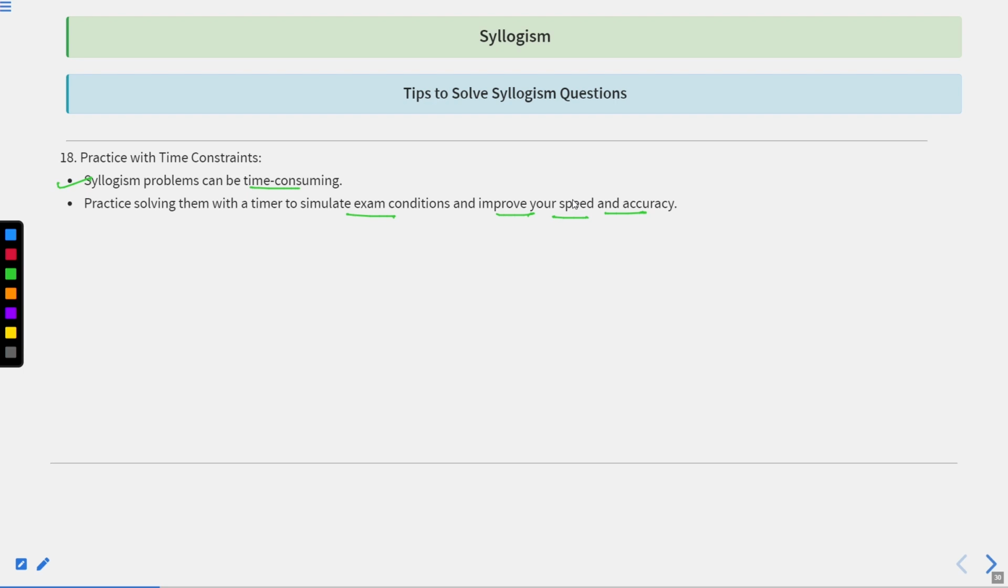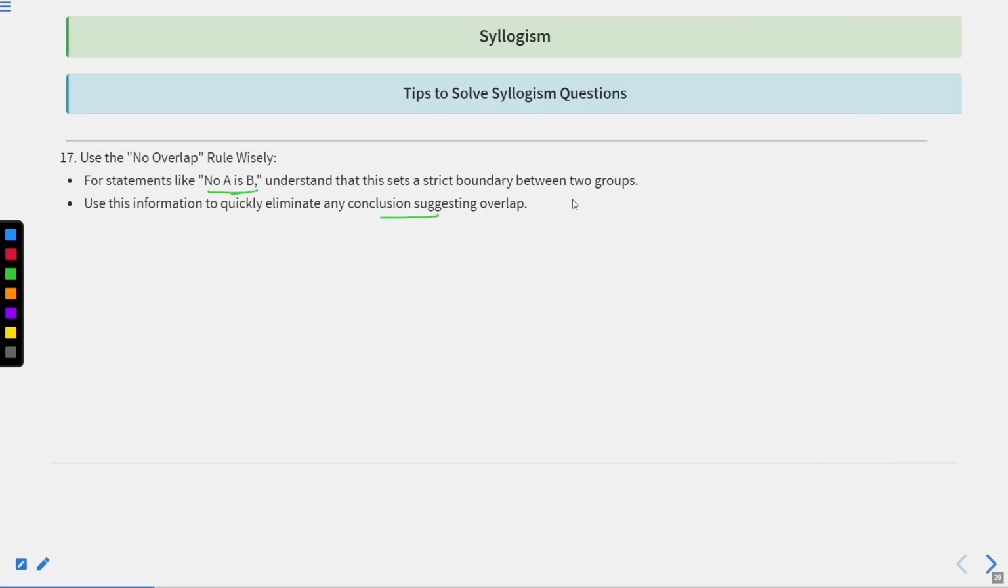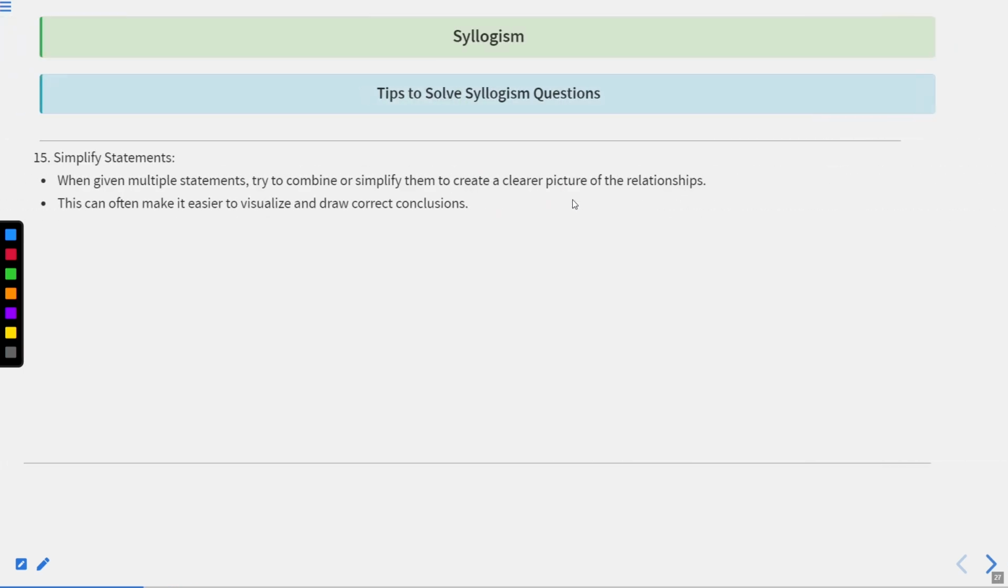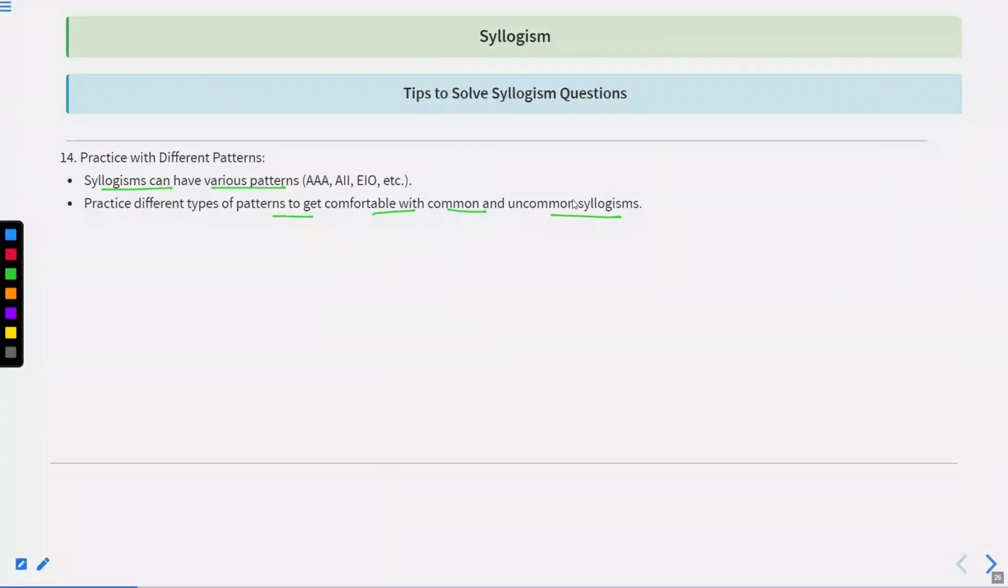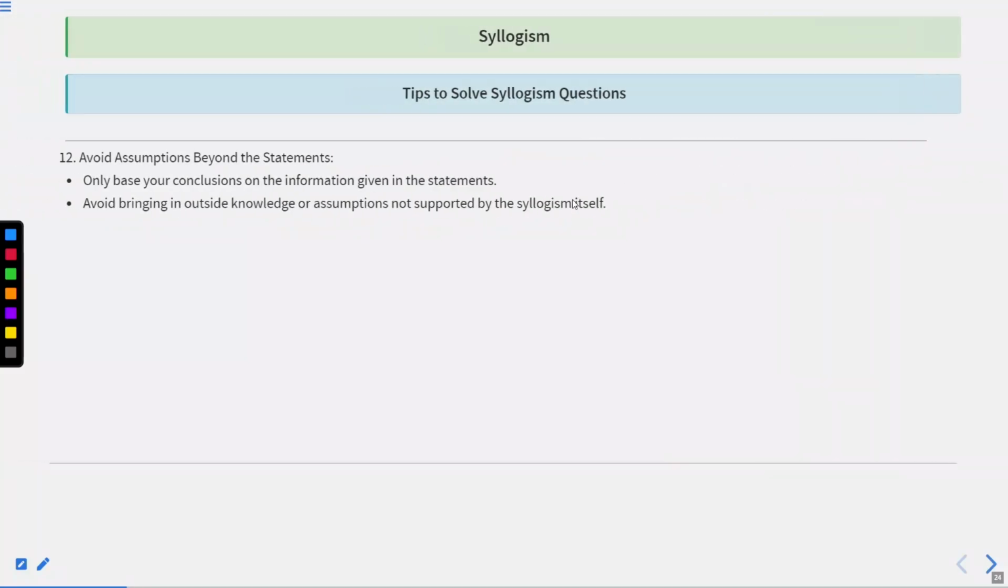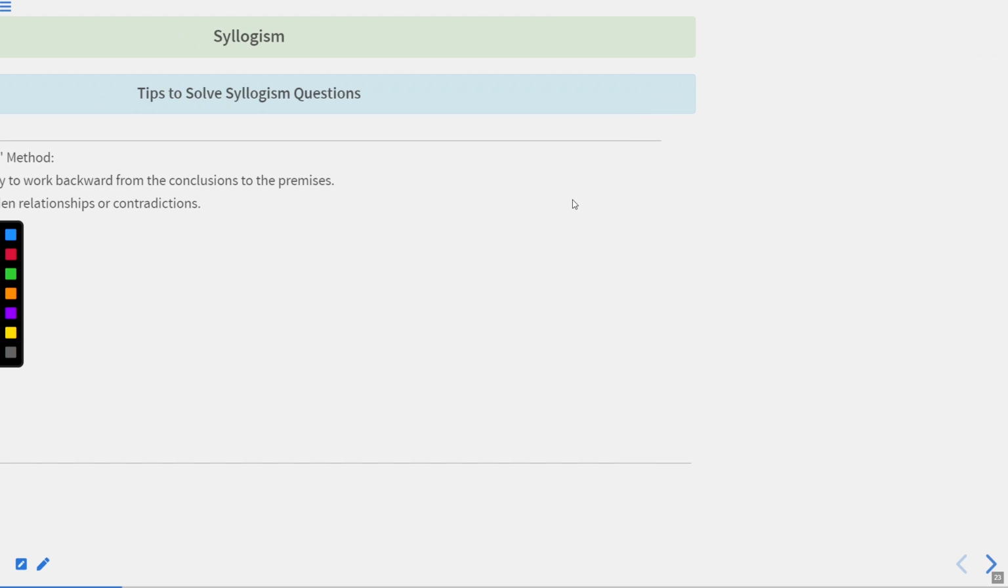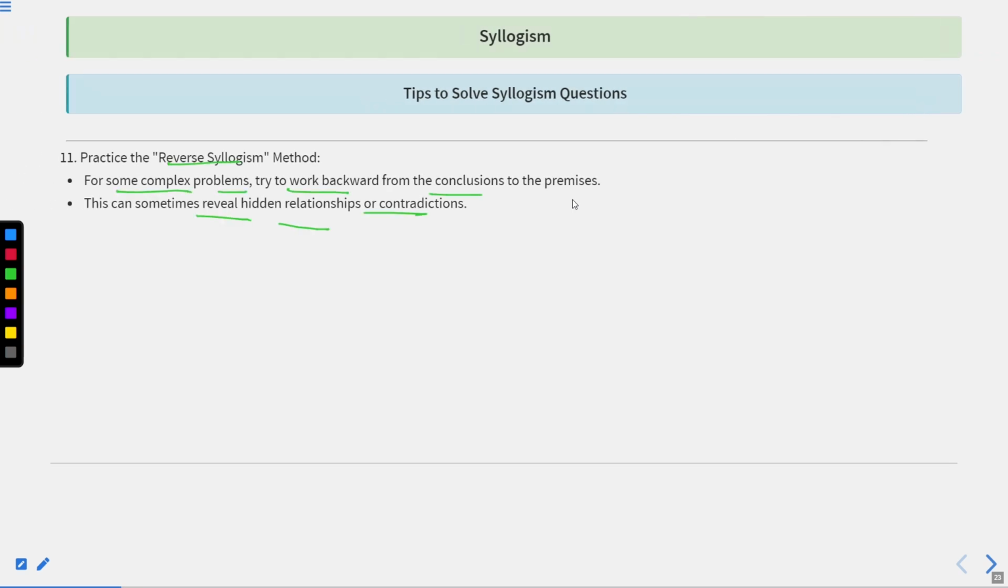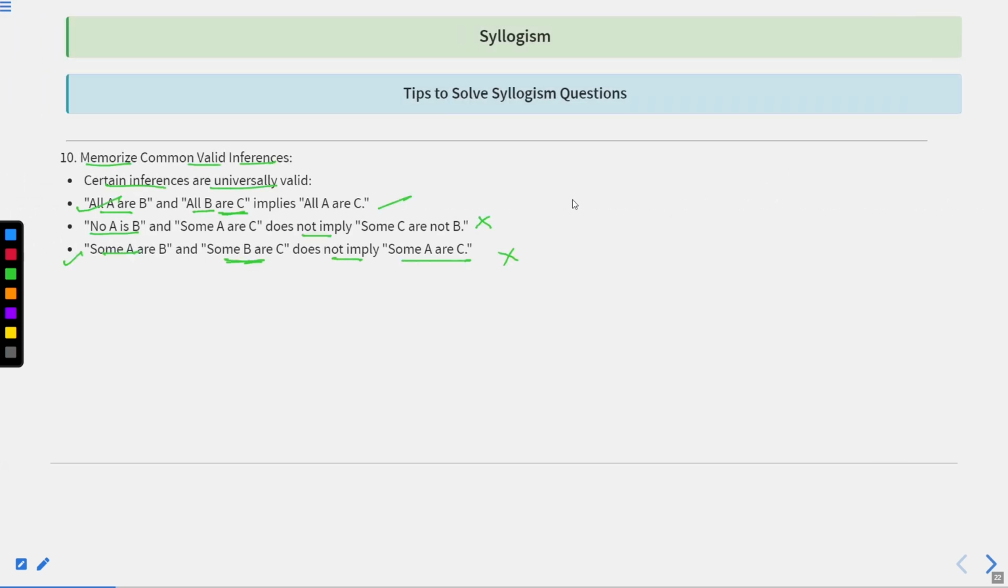Okay. Then we talked about the different tips of syllogism. We talked about practicing with time constraints. We talked about inaccuracies. We talked about the concepts that need to be revised, like the no overlap rule, the possibility conclusion, simplifying the statements, practice with different patterns, then universality, checking the conclusion with universality. Assumptions should not go beyond the statements. Then we talked about reverse syllogism. Instead of going from deductive to inductive reasoning, we can go from inductive to deductive reasoning.